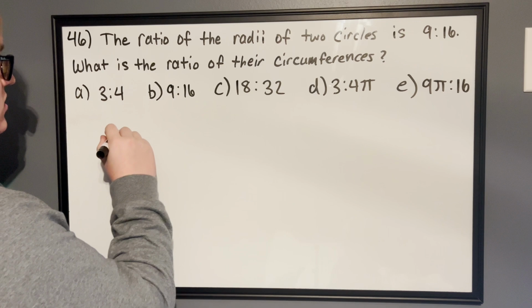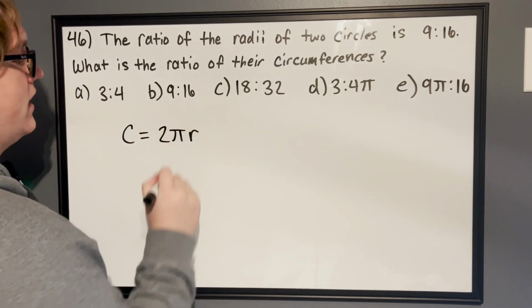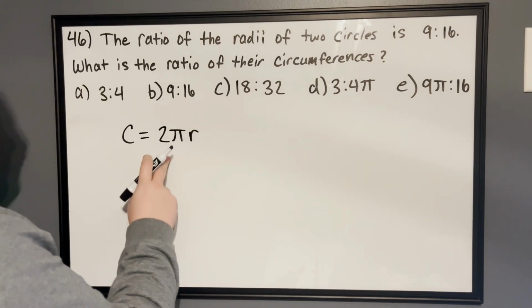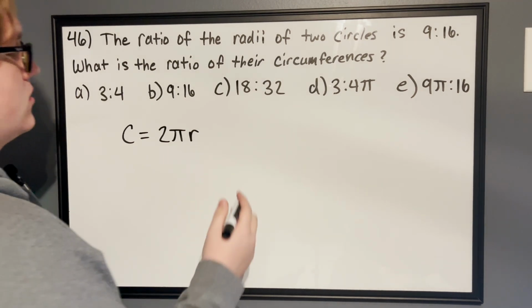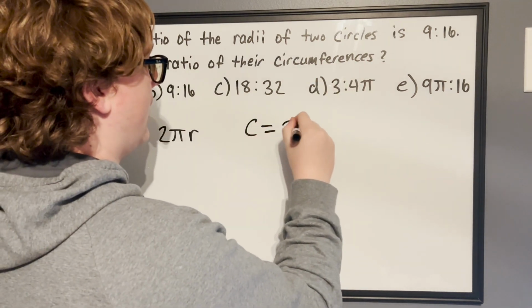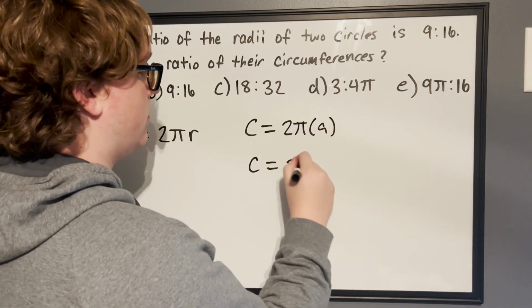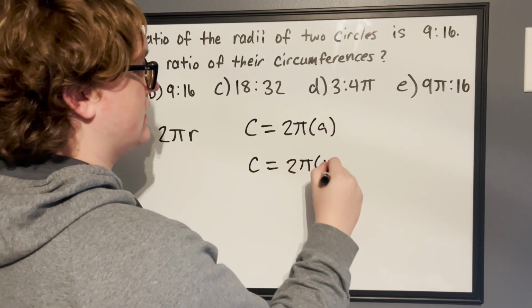So we know that the circumference of a circle, we'll call it C, is equal to 2 pi times the radius. So when we're looking at the circumference of these circles, the circumference of the smaller one is equal to 2 pi times 9. And the circumference of the larger one is 2 pi times 16.